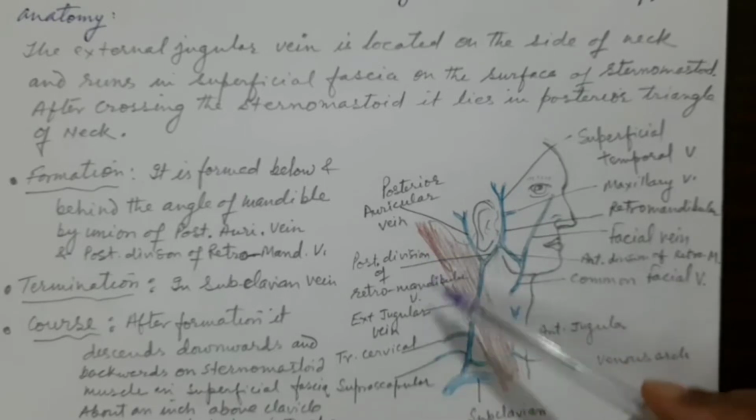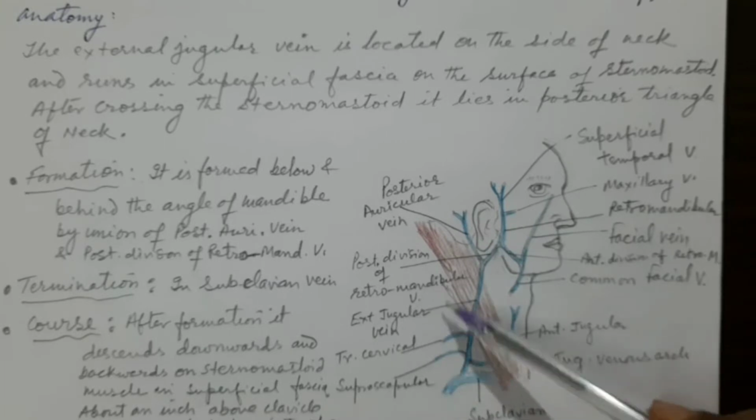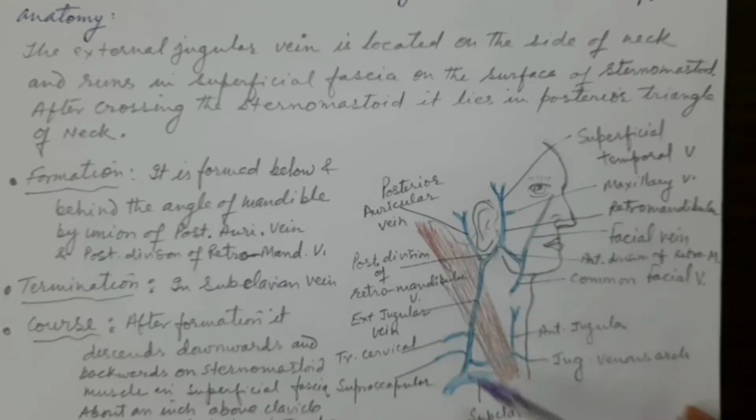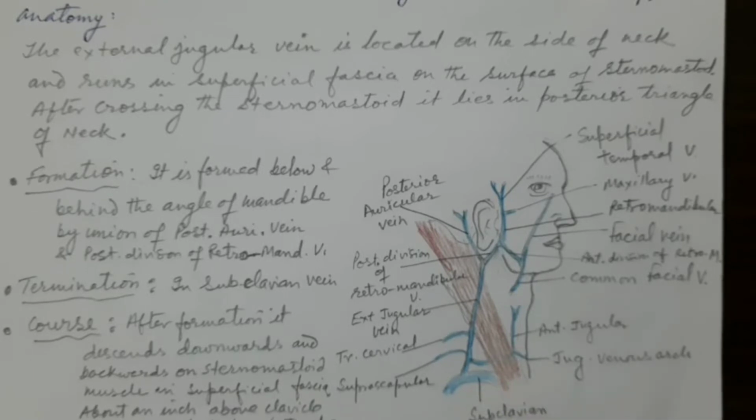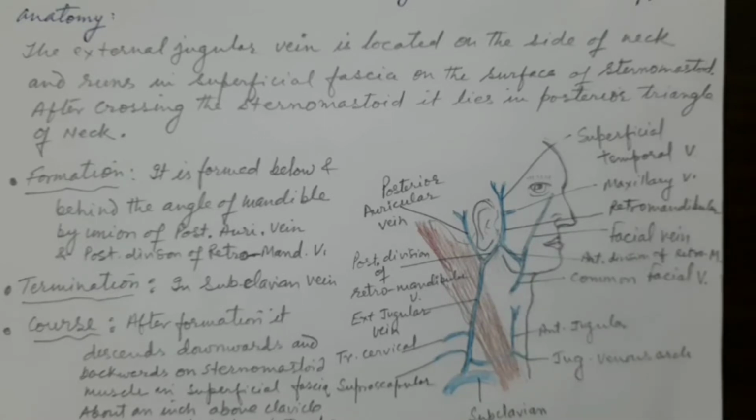We have already learned that the posterior border of the sternocleidomastoid forms the anterior boundary of the posterior triangle, and the anterior margin of trapezius forms the posterior boundary. Within this triangle, the external jugular vein will pierce the investing layer of the deep fascia just above the clavicle. This is how you can write the introduction of the short note.